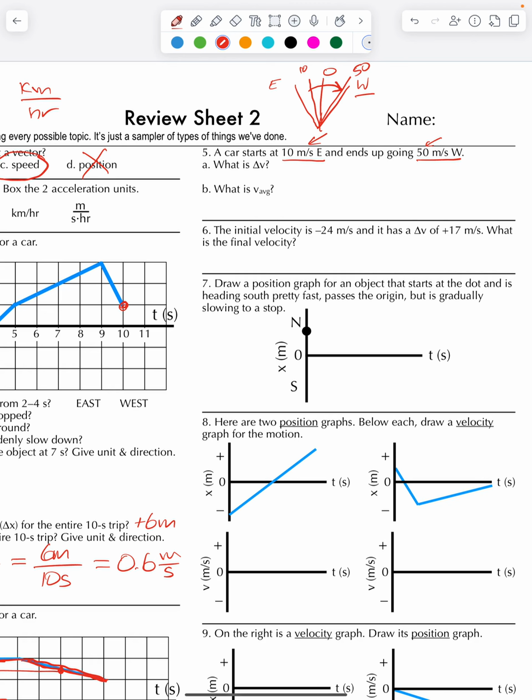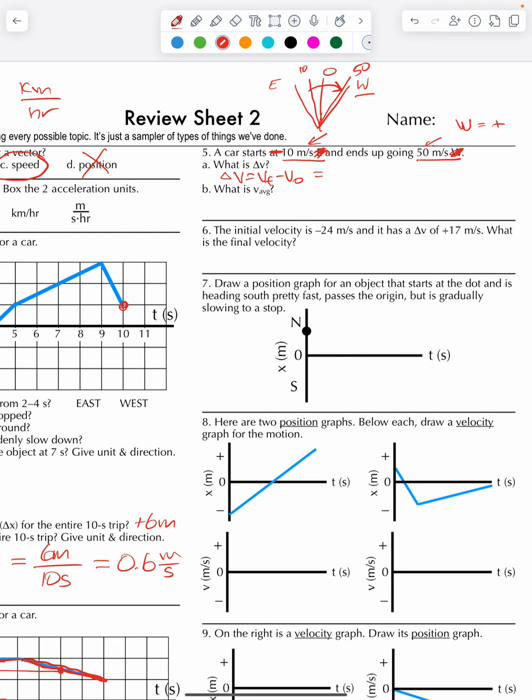Now, one final way you can do this, I think I have this in the answer key, is delta V equals the final minus the initial. The change in anything is always just the final value minus the initial value. Now, because it's weird to subtract cardinal directions, east and west, let's pick a direction to be positive. I'm going to say west is positive. So this is going to be positive 50 meters per second, right? And this will be negative 10 meters per second.